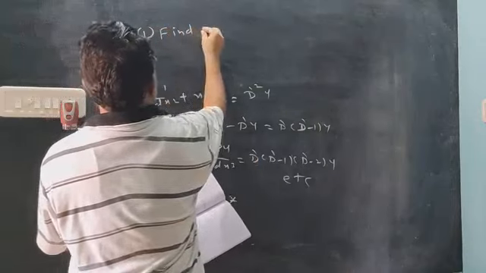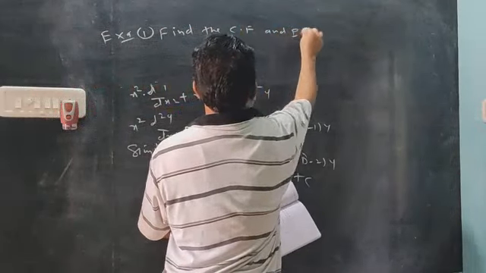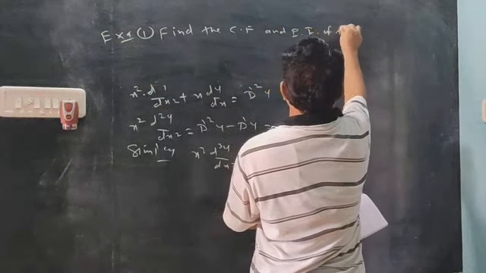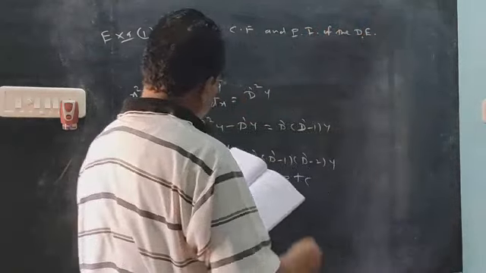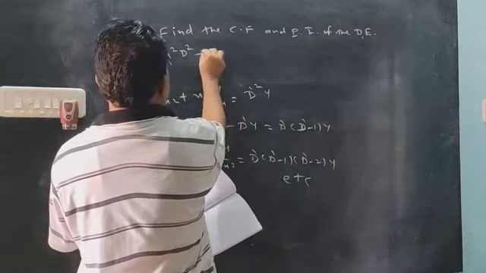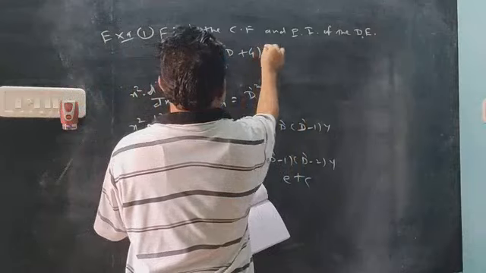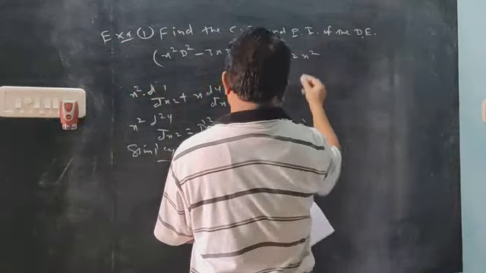Problem 6.1: find the complementary function and particular integral of the differential equation, homogeneous or Euler's. So see here: x square d square y by dx square minus 3x dy by dx plus 4y equals 2x square.